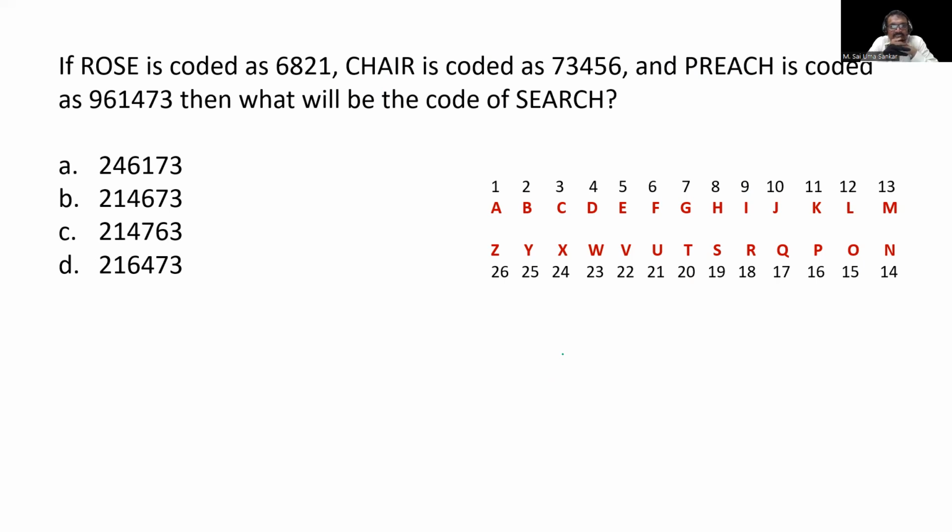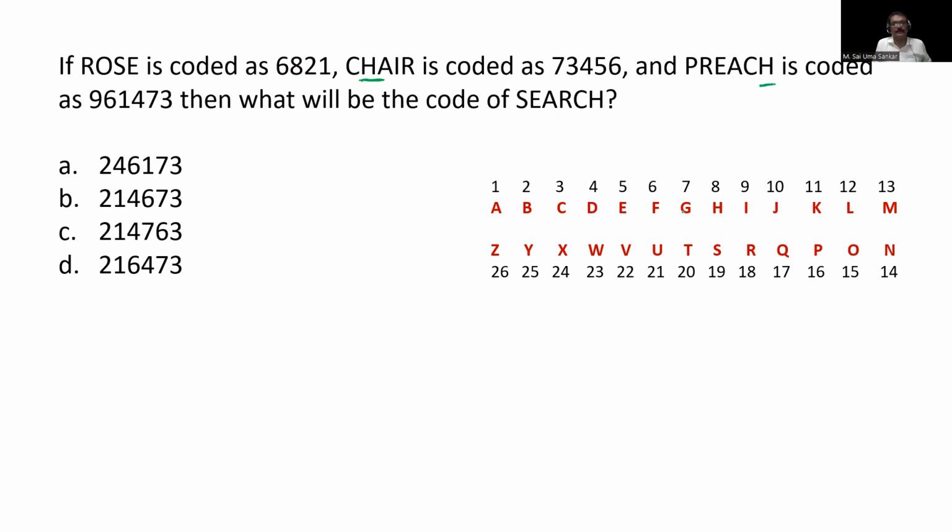So, how to find this one? That is very, very important. Here, C is equal to 7. And here, what is the C? And what is the H? H is equal to 3. But we require, yes, preach is also coded as 961473. What we require? We require S. E is there. In the chair, H is common. In the preach, H is common, and that is equal to 3, and here 3.